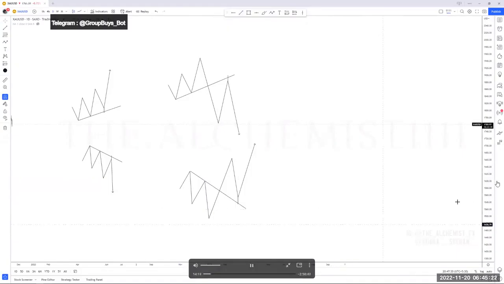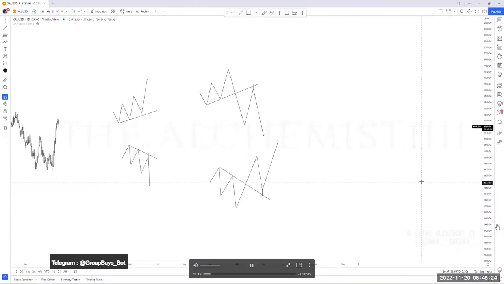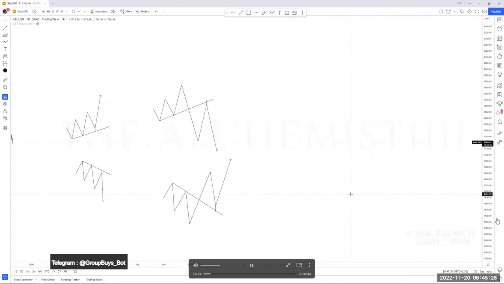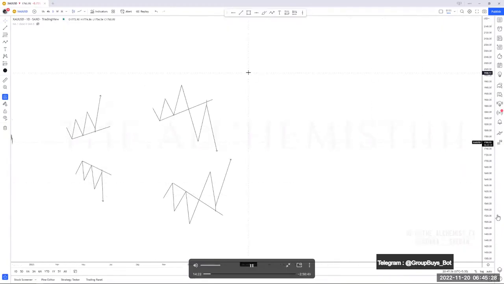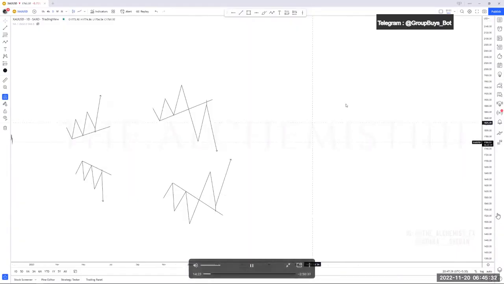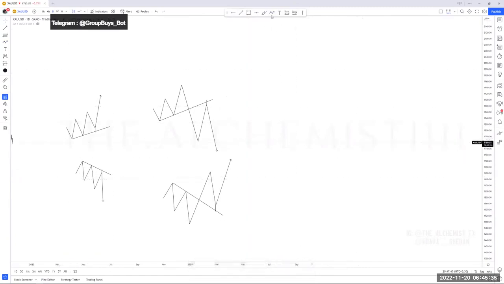Now the next one will be a reversal trend line. Not something that I love, but you can use it. When a reversal trend line appears, with other confluences, you can assume that the market is going to change its trend. So the reversal trend line will be something like this.